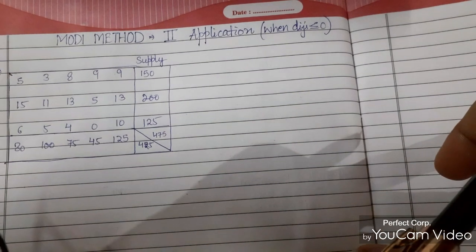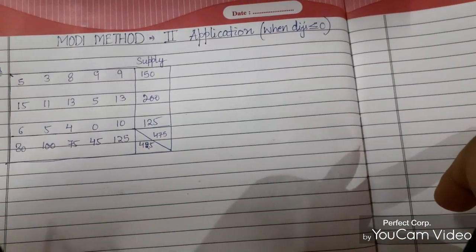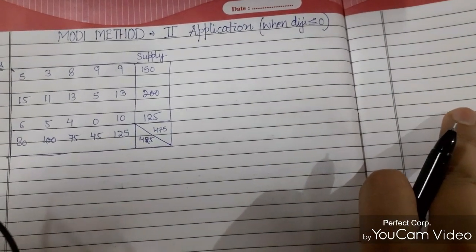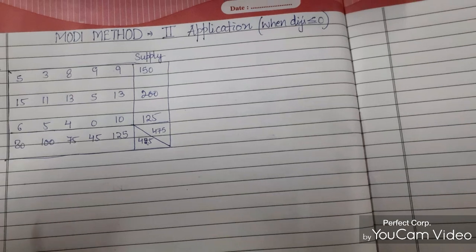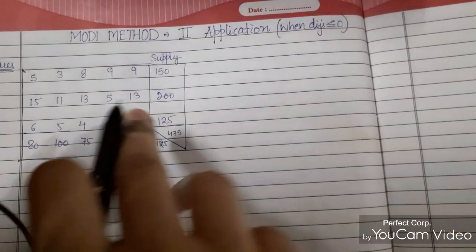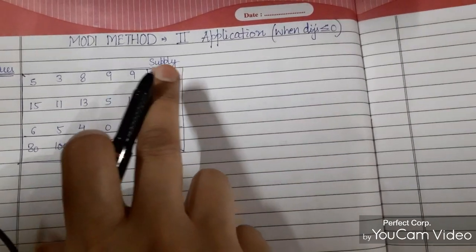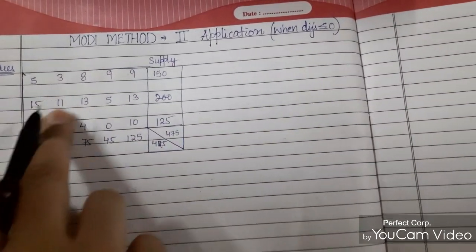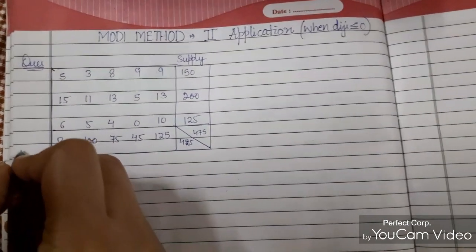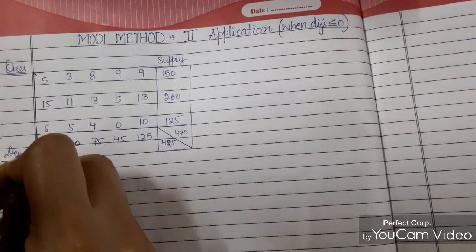Today we are going to learn the MODI method, the second application of the MODI method in solving a transportation problem when we get all Dij less than or equal to 0. So let's start. As you can see, we are having a problem. We are provided with the cost matrix. The supply is given here and the demand. We are having demand here.